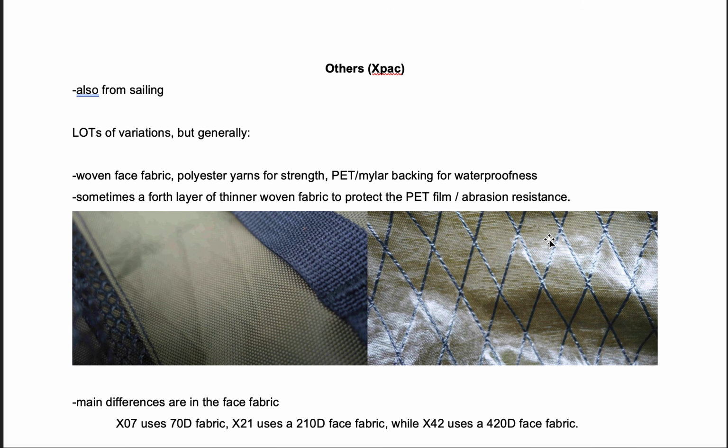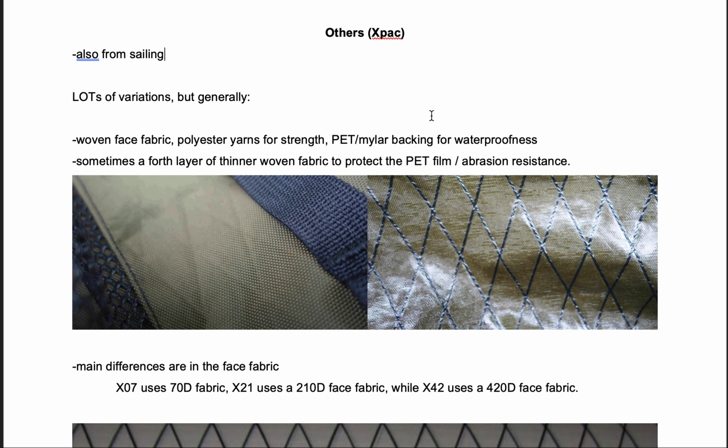Lastly, another fabric that has come from sailing is X-Pac. I love this fabric. It's really good if you need something really strong and relatively lightweight. I use this for backpacks and for making bags, like my bike bags. It's totally waterproof, very abrasion resistant, and a very strong fabric.